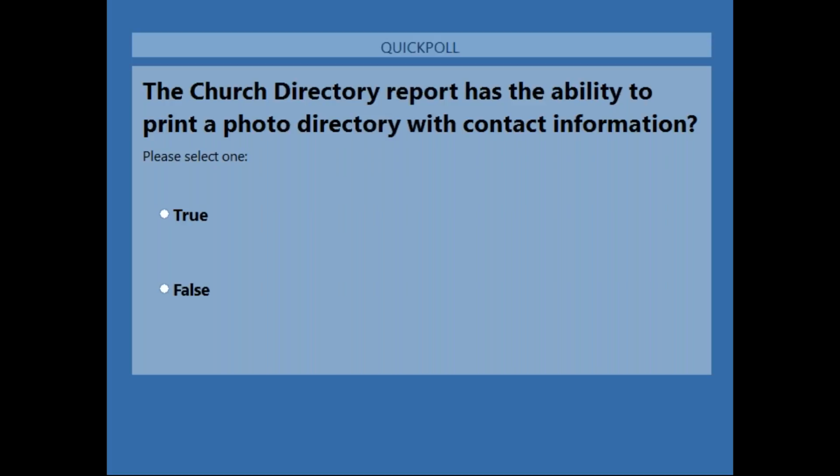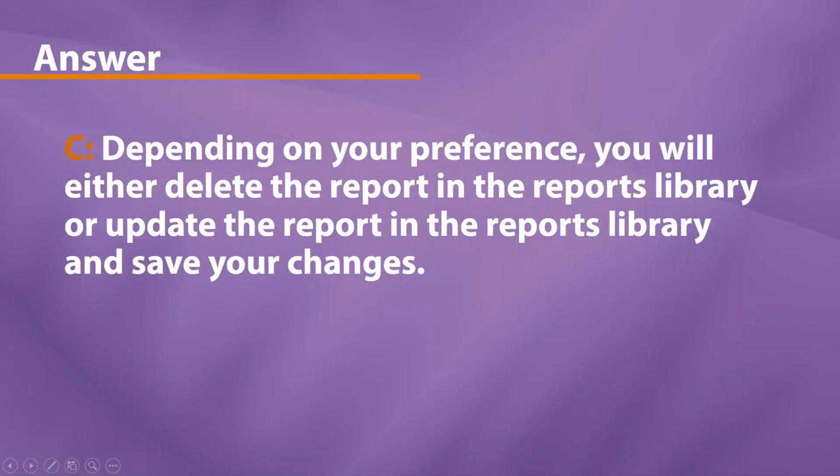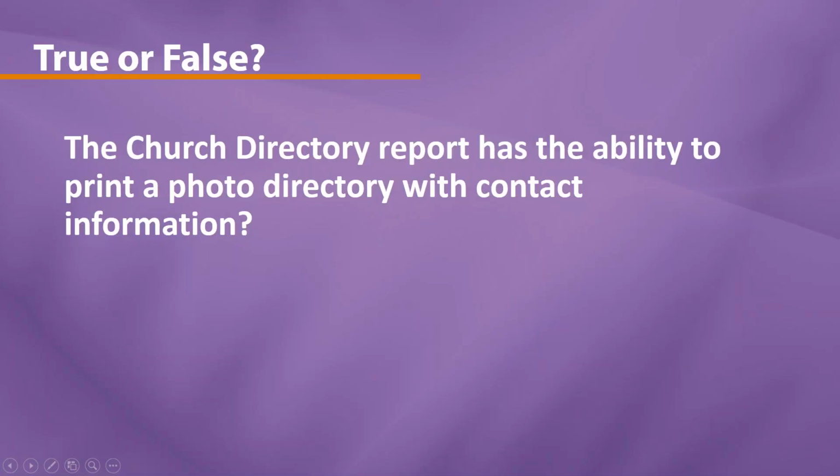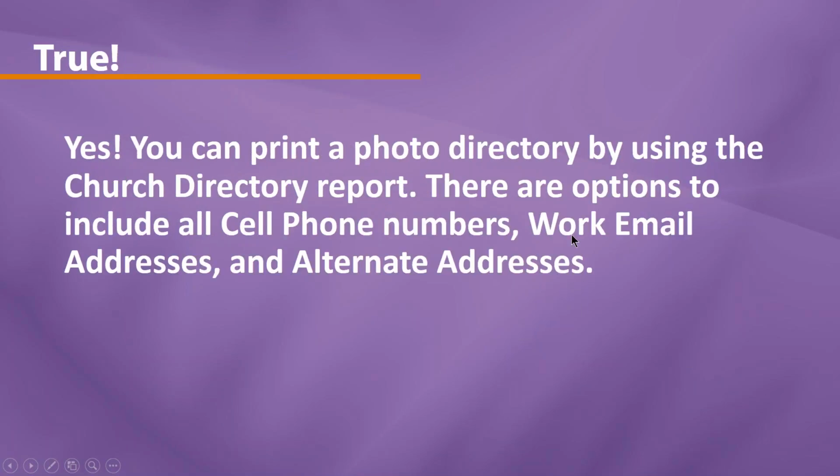Okay, there we go. I'm going to go ahead and close the poll and share the results. We were unanimous in our choice here. 100% said true. So I'll hide the results and share the answer. The answer is true. You can print a photo directory by using the church directory report. There are options to include all cell phone numbers, work email addresses, and alternate addresses as well.